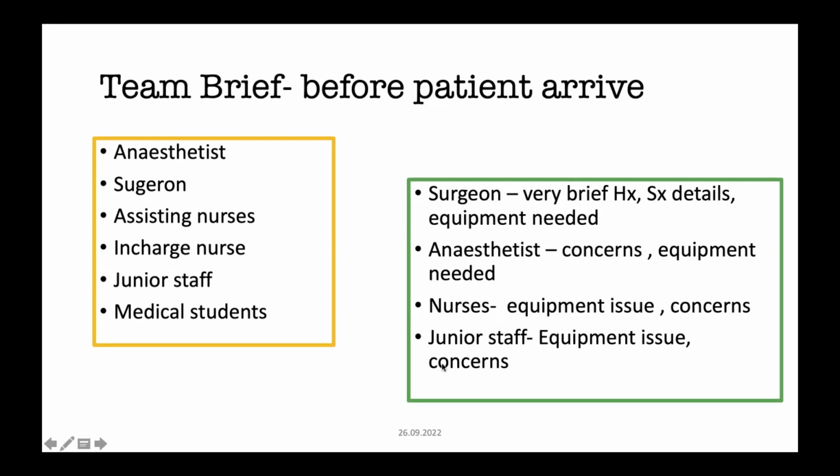And then the junior staff should be aware about all this, because they are the ones who are going to help us, and the nurses. So then they will raise their concerns. They are allowed to talk and tell what concerns they have. For example, if one patient warmer is broken, we should know that. Otherwise, in the middle of the surgery, we will run into trouble.